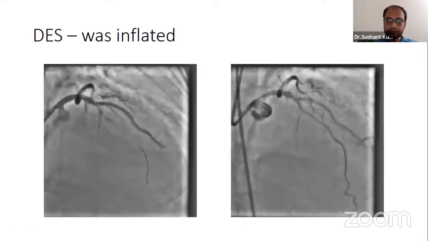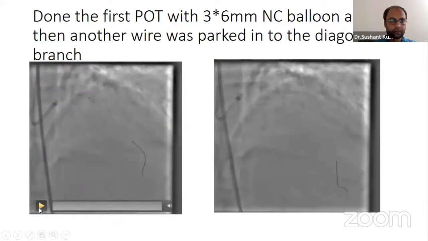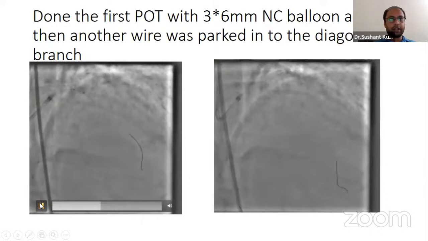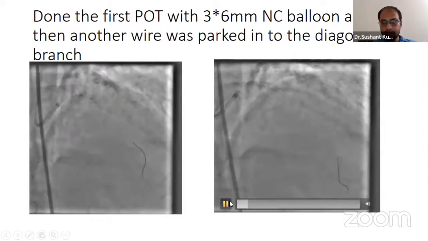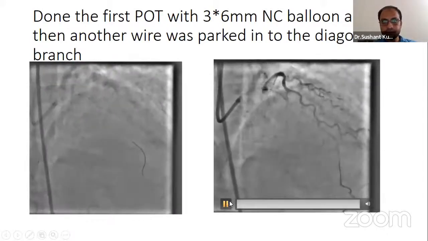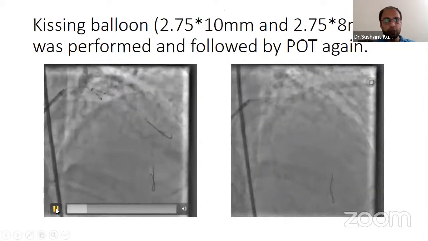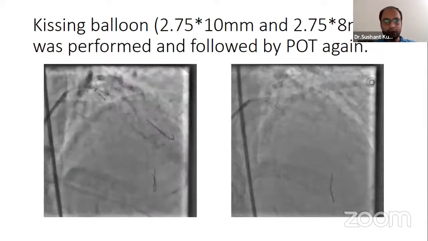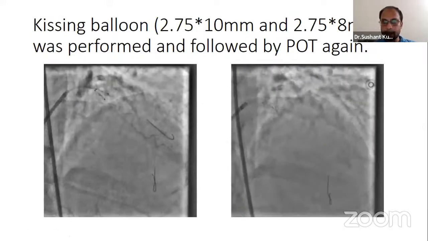This was the deployment. Then, with a 3.6 mm NC balloon, the other wire was parked into the diagonal branch. Then we did the kissing with 2.75 into 10 mm and 2.75 10 mm balloons, followed by the POT again with the previous balloon.